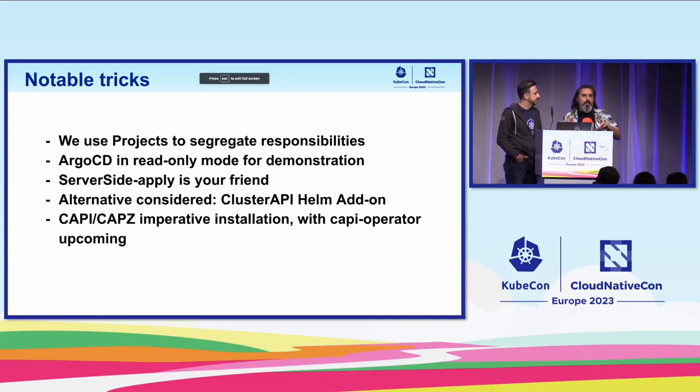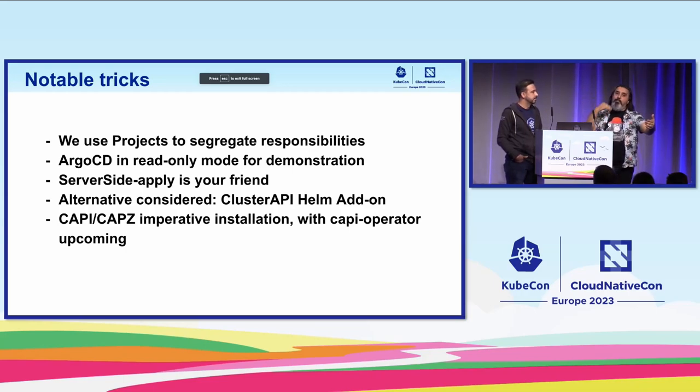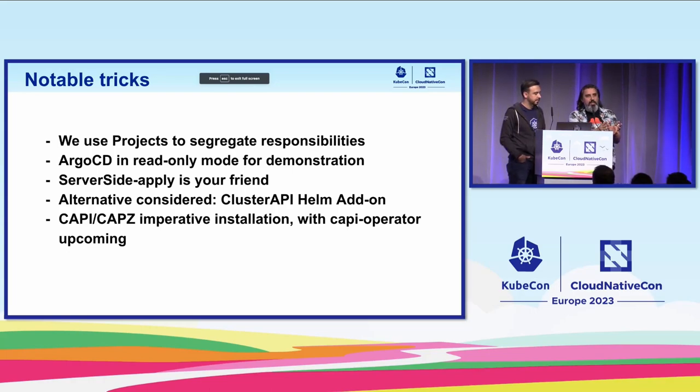We did consider some alternatives. So there is a cluster API Helm add-on, which does the same thing. It applies a cluster add-on, in this case, could be a Helm chart, could be anything else, to a cluster deployed via cluster API, but then it's not a very generic mechanism. It's only for cluster API. We wanted to use also Helm to deploy the clusters and so on. And we really wanted to just automate everything, including the cluster API installation.